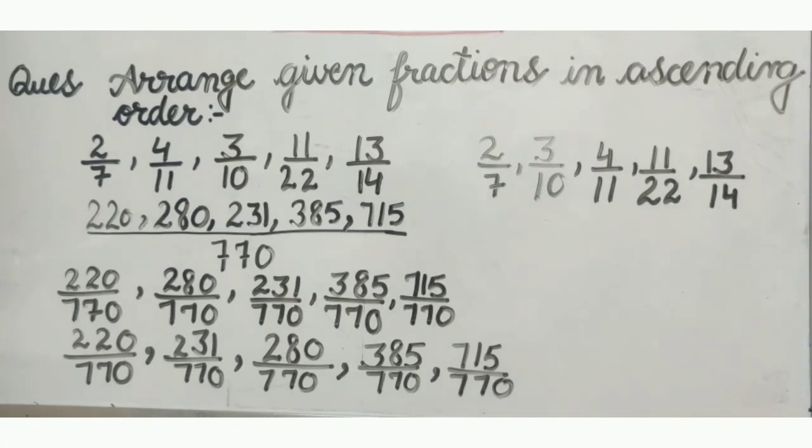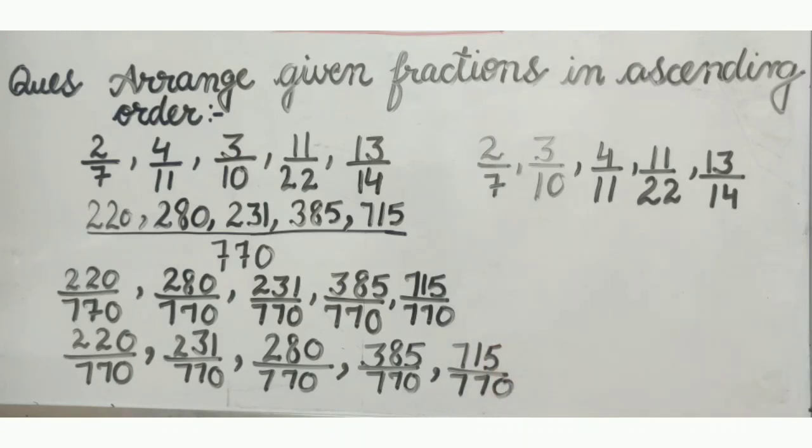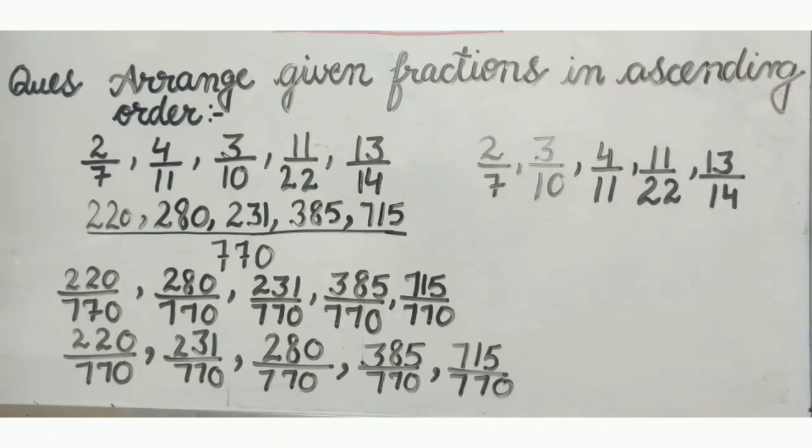So students, here we have arranged the given fractions in ascending order, and in the same way, if the question asks to arrange the fractions in descending order, descending order means we have to arrange from largest to smallest. So in the same way, we will arrange in descending order as we have learned how to arrange in ascending order. Clear, students?